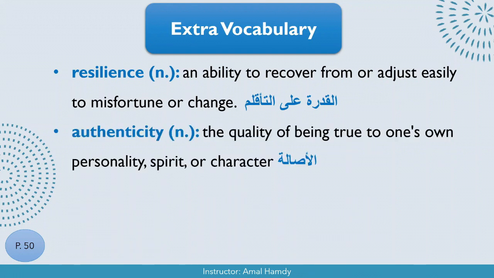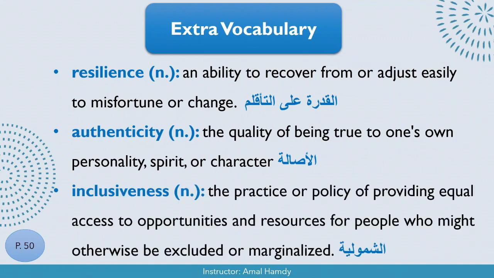The second word is authenticity. And it's the quality of being true to one's own personality, spirit, or character. اللي هي الأصالة. And if we say that something is authentic, then it's real, it's true, it's not a replica, it's not false. And lastly, we have inclusiveness. It comes from the verb include, of course, and it's a practice or policy of providing equal access to opportunities and resources for people who might otherwise be excluded or marginalized. ومعناها الشمولية.